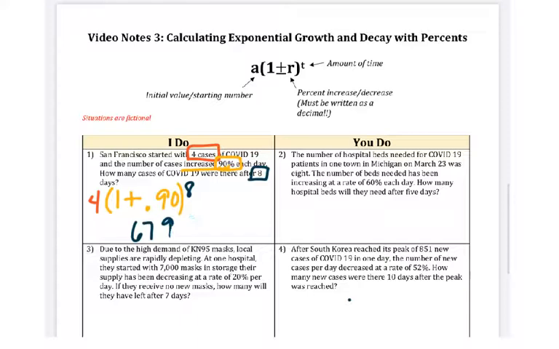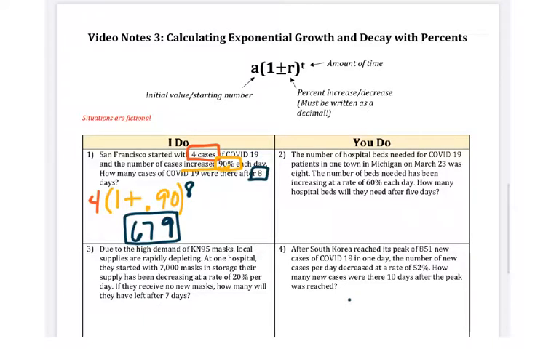We're not going to use decimals. Don't worry about rounding. We're just going to take the whole number that you would have gotten in the calculator. So on this first day in San Francisco, there were only 4 cases of COVID-19. And only 8 days later, those 4 cases are now 679 cases if it was increasing 90% each day.